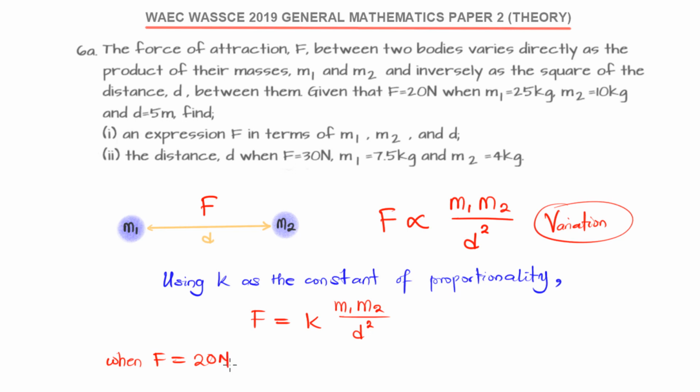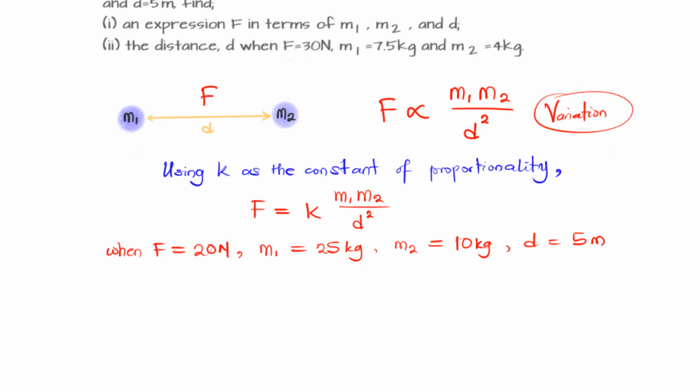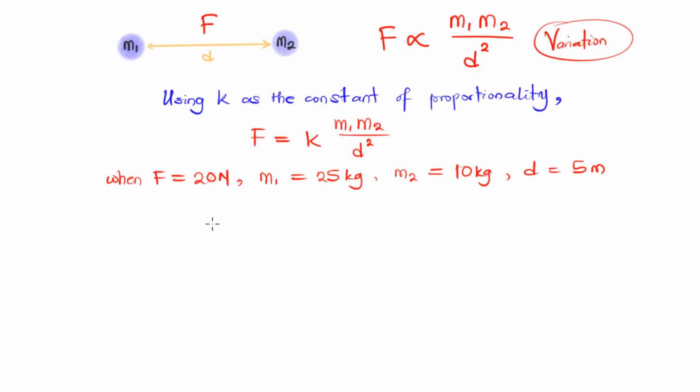But I've been given a case scenario that the force F is 20 newtons, the mass m1 is 25 kilograms, m2 is 10 kilograms, and the distance between the two bodies is 5 meters. All of this, we are just going to substitute into the expression that we have for F so that we can find the value of the constant k. So if you do that, F is 20, we have k, m1 is 25 multiplied by m2, that is 10, divided by d, that's 5 raised to power 2.